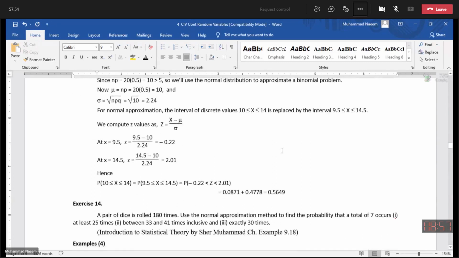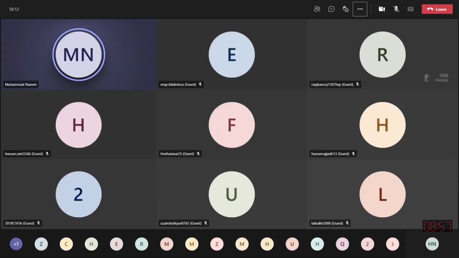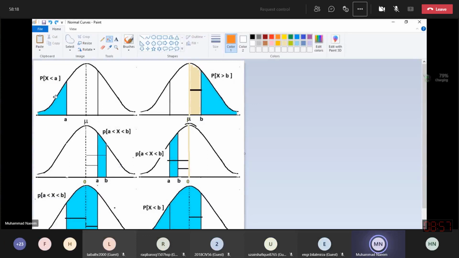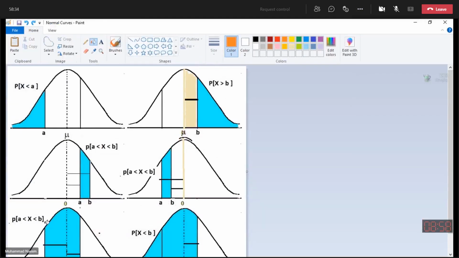One more thing, as 10 and 14 are inclusive, to include these extreme ends, whereas in normal distribution, in all these possible cases, whether we have less than or equal to or strictly less than, greater or equal to or strictly greater than, a less than or equal to x, x less than or equal to b, or strictly less than, we have the same probability.